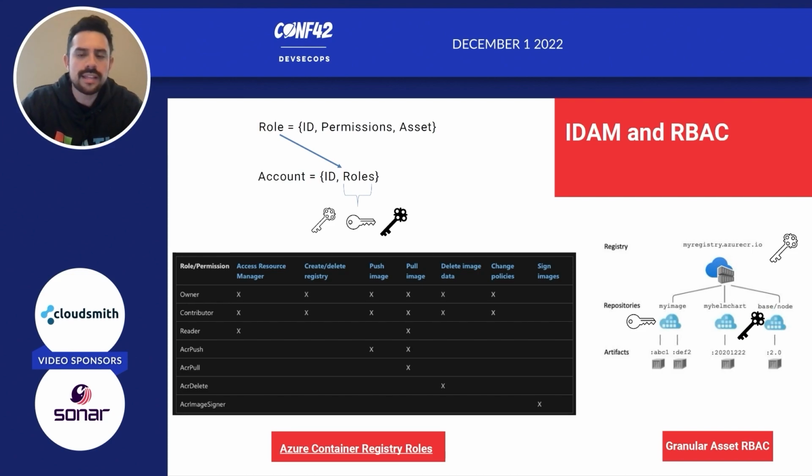Another more highly elevated privileged key would be the one on the far right, which is assigned to the My Helm chart and the base slash node repository. And that one, let's say for the sake of argument, is given the ability, the role contributor, so that whoever has that key can then perform all of these permissions and operations that are outlined in the left image. And the most highly privileged key is the one that is affiliated at the registry level.